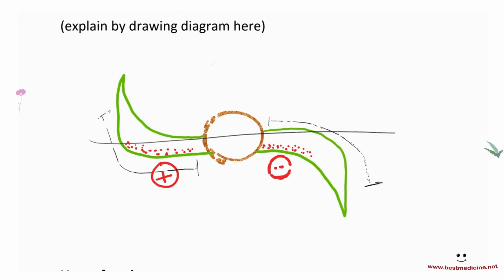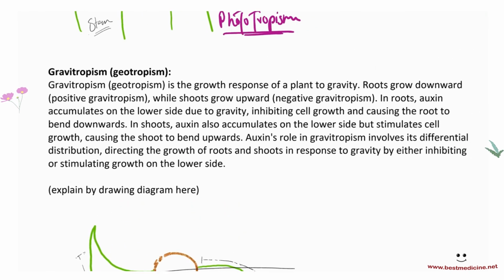So it's the same hormone in both roots and shoots, doing two opposite things. In the shoot, it accumulates at the bottom and stimulates cell growth due to gravity. In the roots, it again accumulates at the bottom due to gravity, but inhibits cell growth, so that the cells at the top divide more than the cells at the bottom, causing the plant to bend downwards towards gravity, okay? And that is the function of auxins in terms of gravitropism.